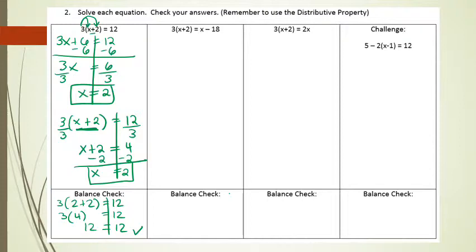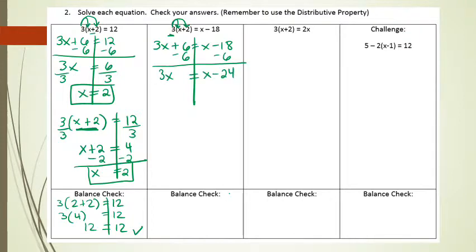Next, we're looking again at a distributive property, right? Distributive property has a number outside of parentheses. Again, it's your choice how you want to solve this. The strategy I'm going to pick here is to distribute the 3. And so I get 3x plus 6, just like before, equals x minus 18. And so now I'm going to subtract 6 from each side. Just one way to start. I get 3x equals x minus 24.